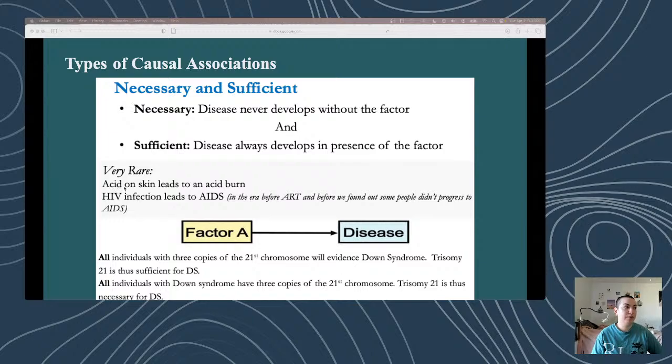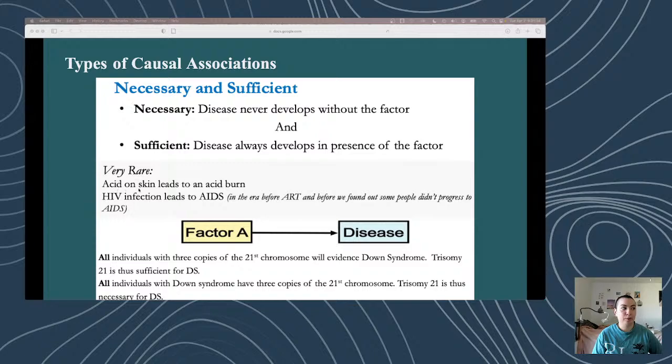Going over a couple causes that are necessary and sufficient. Acid on skin leads to an acid burn. This is very rare, but is necessary and sufficient. You would never get an acid burn, right, without getting acid on your skin. And you would never get acid on your skin and not get burnt by it.